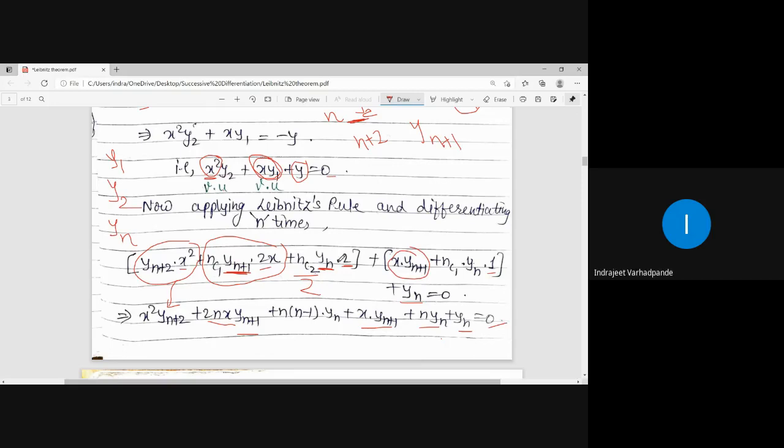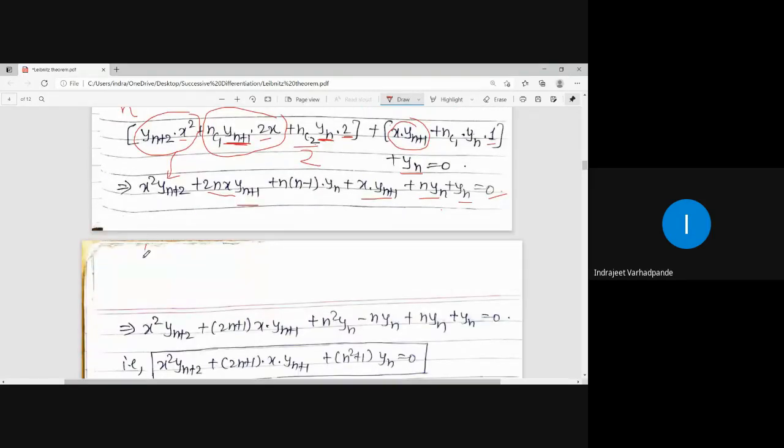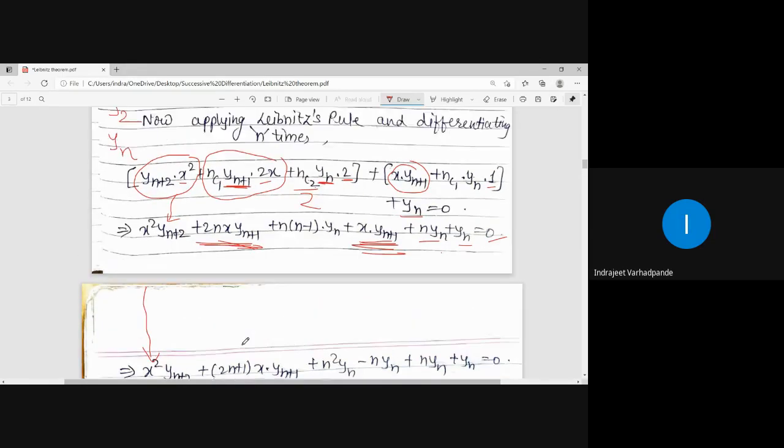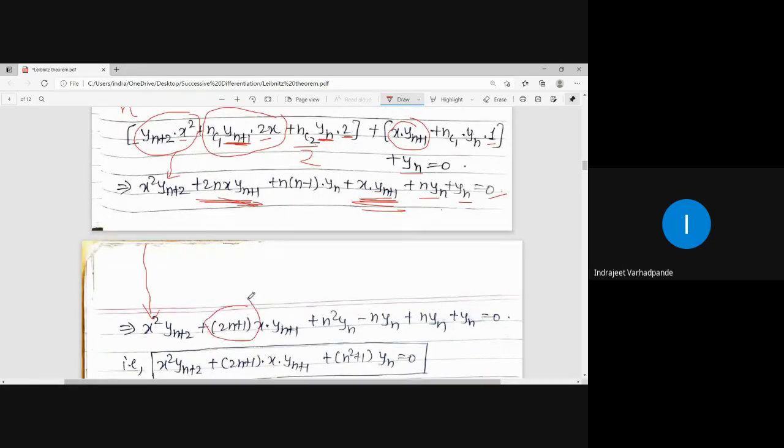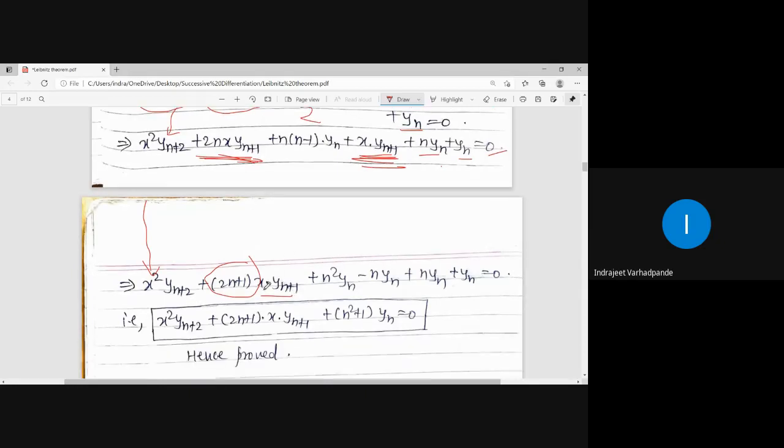Now collect the terms together. This x square yn plus 2 will remain as it is. From this particular term and this particular term, what can we take common? x into yn plus 1 can be taken common. So what is remaining in the bracket? 2n plus 1 into x yn plus 1. After writing this down, open the bracket. Are you getting the previous step? 2n into x yn plus 1? Yes. 1 into x yn plus 1? Yes, I am getting the correct terms.